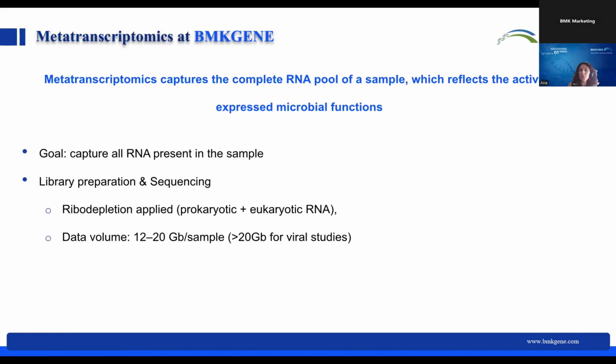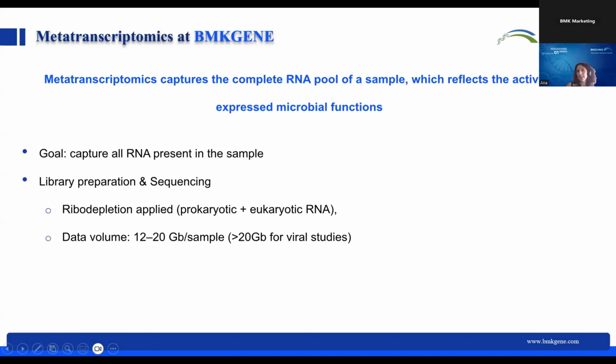We need to apply a depletion method to remove the ribosomal RNA from the sample. This is because ribosomal RNA can be even higher than 90% of a sample, and it's not interesting to sequence it. So we want to remove it so that we can then just sequence everything else. The ribodepletion that we apply removes ribosomal RNA from bacteria and also from eukaryotes. The recommended data volume is usually 12 to 20 giga.